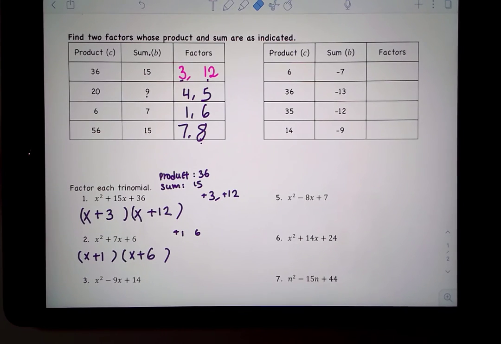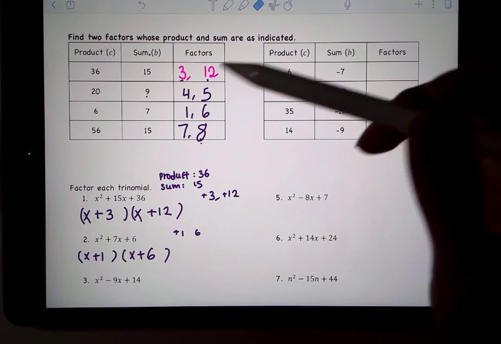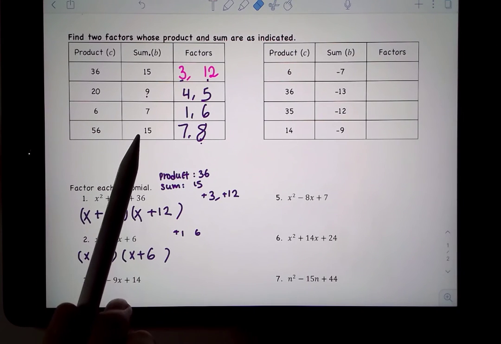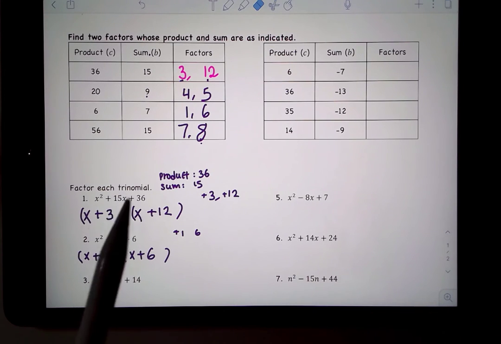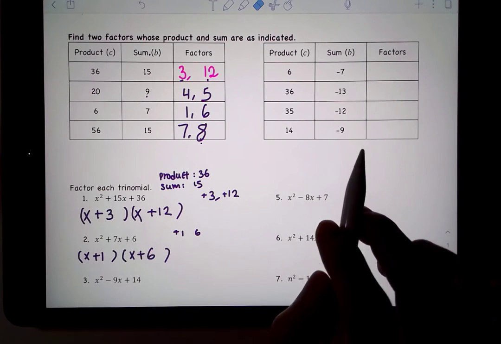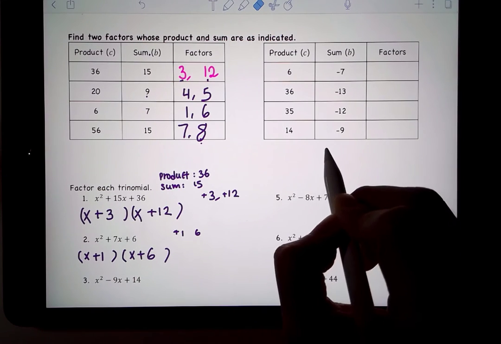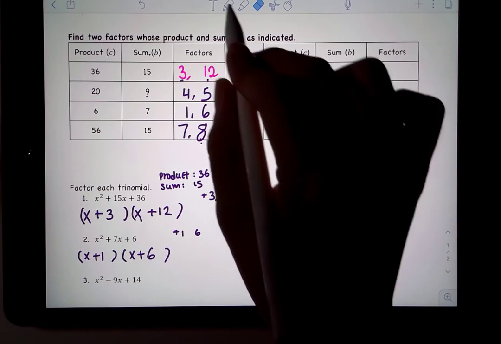Okay, guys, now we will do this table. So this time for this one, you had all positives, right? But now you have negative numbers. So I will tell you what's the difference. For this, for example, guys, think about 2 times 3.